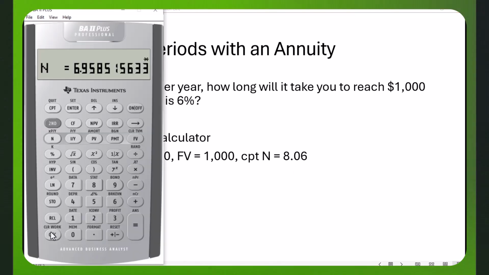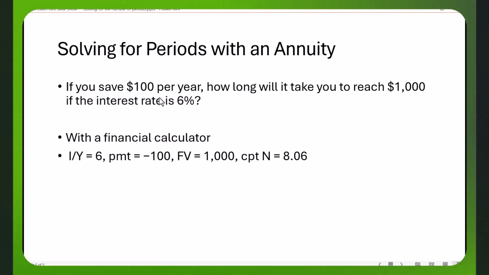So let's try that for this example. The interest rate is 6%. You put it in as a whole number. PMT is minus 100, and the future value is 1,000, and you hit compute N, and you get 8.066, or 8.07. So you can see that it doesn't actually take you 10 years to accumulate the $1,000. It takes you a couple of fewer years because you're earning interest on the money you receive.